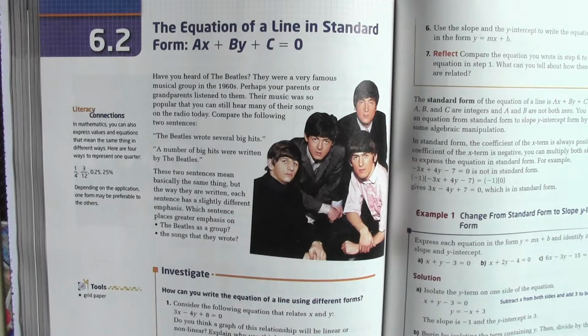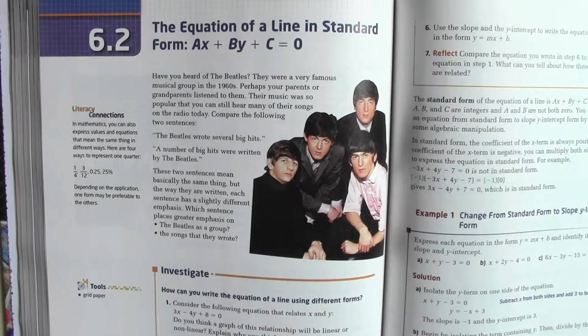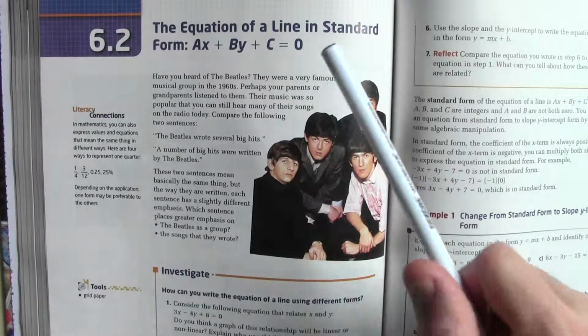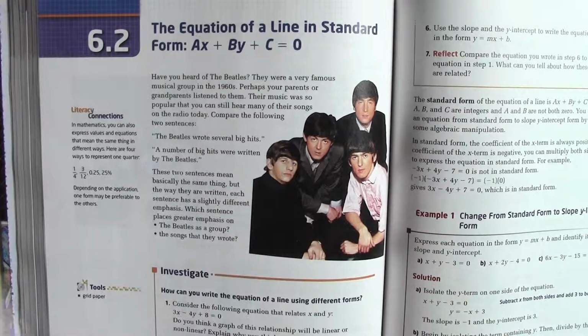Yeah, I agree. So basically it's mentioned first: the Beatles wrote several big hits, and then a number of big hits were written by the Beatles. So the emphasis is kind of changed, but basically it's the same thing. The reason why we went through this whole exercise talking about the Beatles and sentence structure and comparing the two is because this equation here looks similar and has the same information as another equation that we've learned.